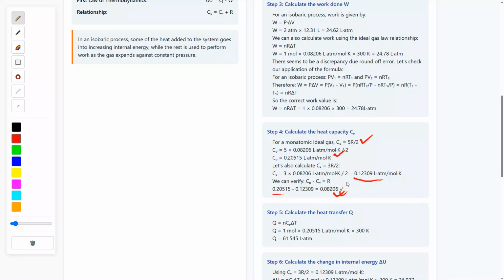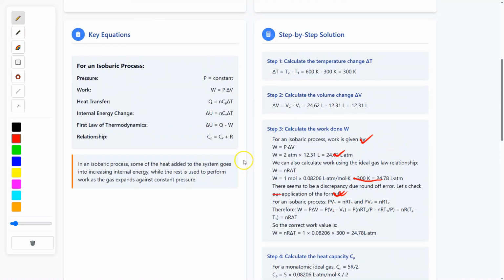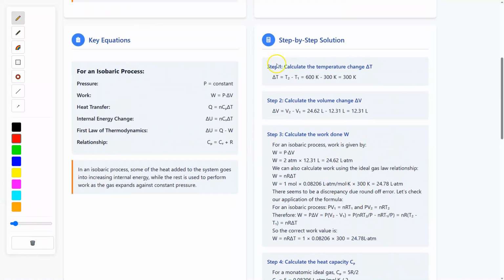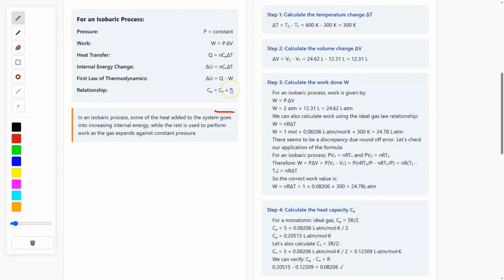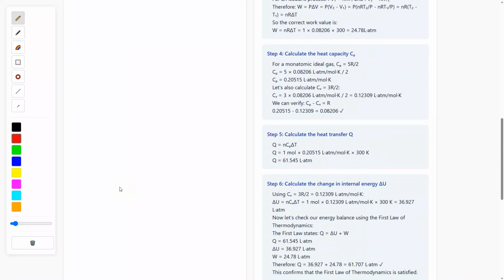Now calculate heat transfer. From the equation we know that heat transfer is equal to n Cp del T, because it is a constant pressure process. N is equal to 1 mole, the Cp value is 0.2051 as we got here, and del T is 300 Kelvin, so we get Q is equal to 61.545 liter atm. So now we got Q and we got W also.